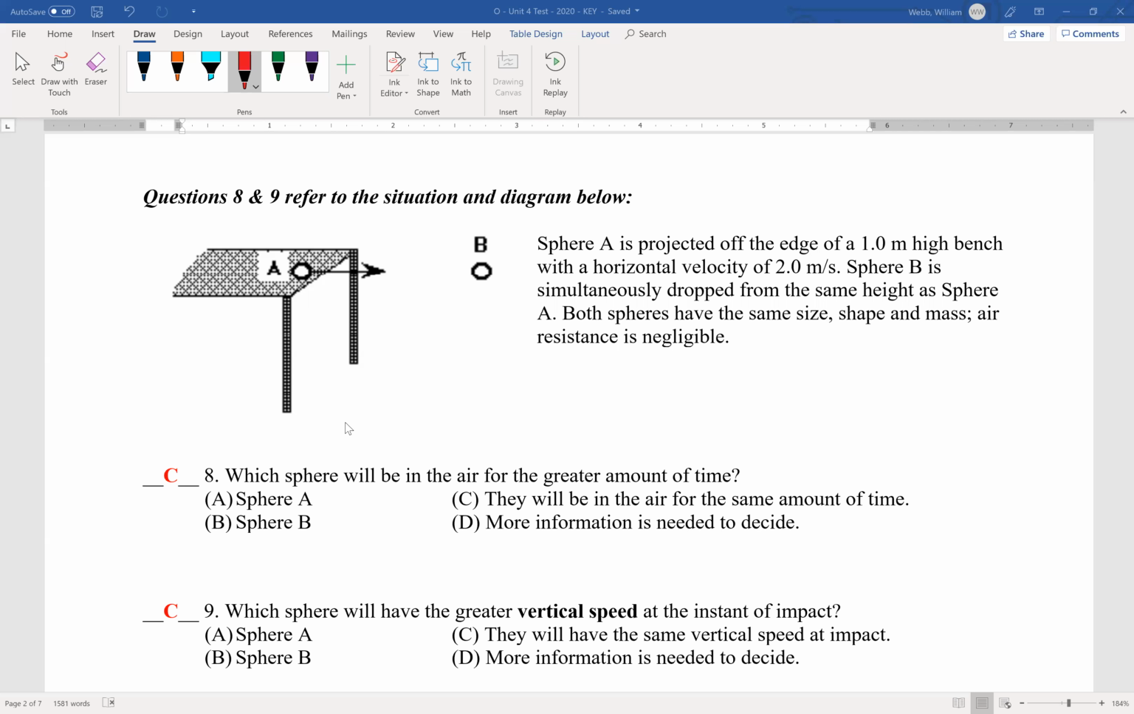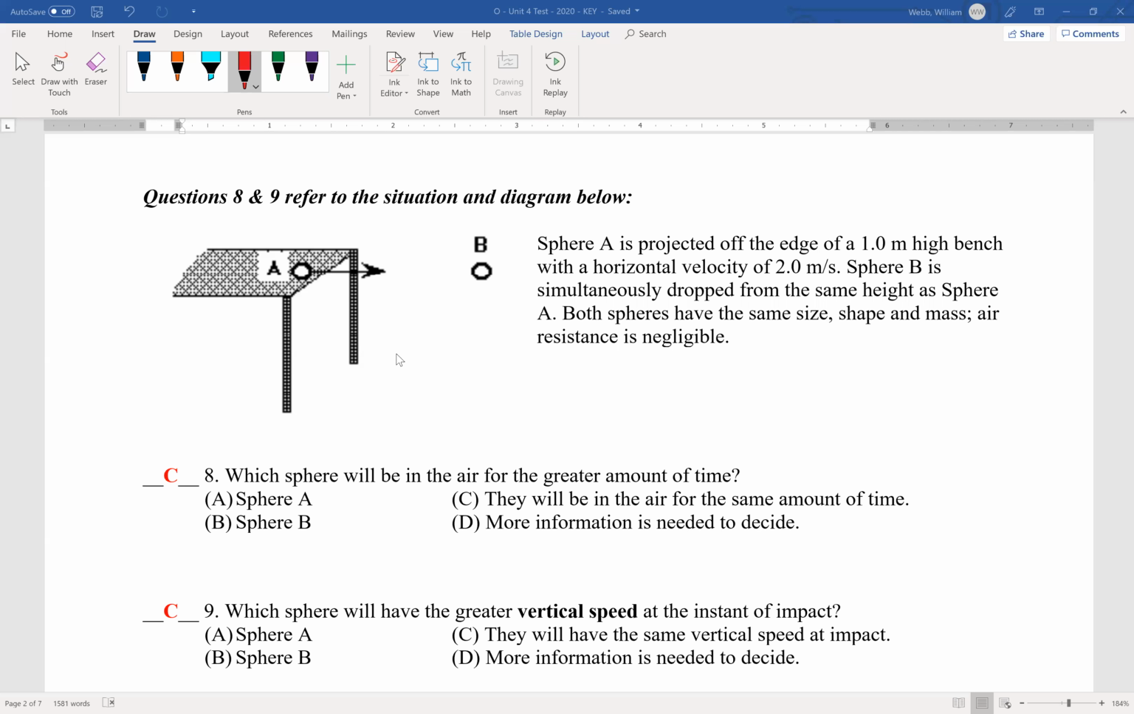Well, when we find the time, it's all based on how high it is. And so they both are 1 meter high. They're both falling exactly 1 meter. Their vertical displacements are the same. Their initial velocities are the same. They both would start with an initial vertical velocity of 0.